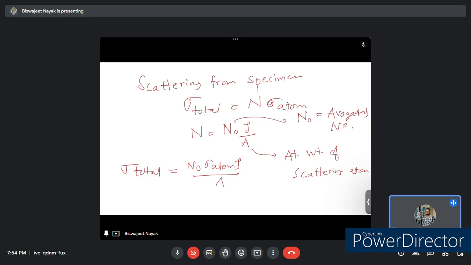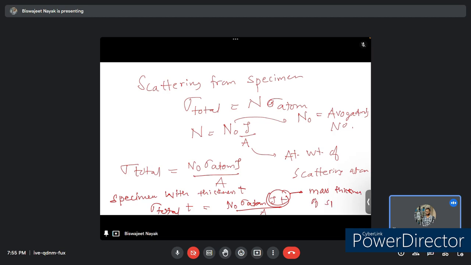And if we have a specimen with thickness T, then our scattering cross section modifies to sigma T as N0 sigma atom rho T by A. This rho T is called the mass thickness of the specimen. What does this mean? If we double the rho, the same effect we are going to get by doubling the thickness also. That's why it's considered together.